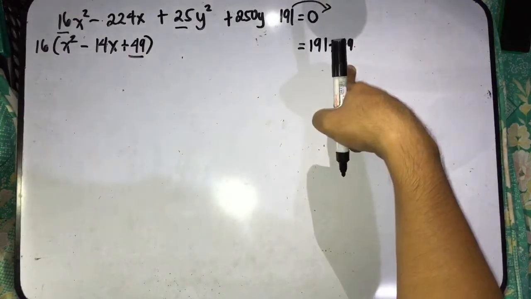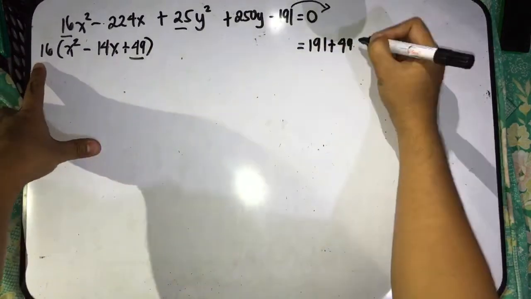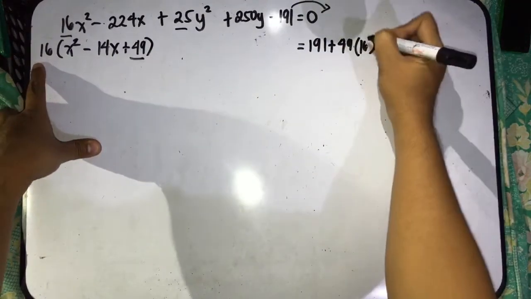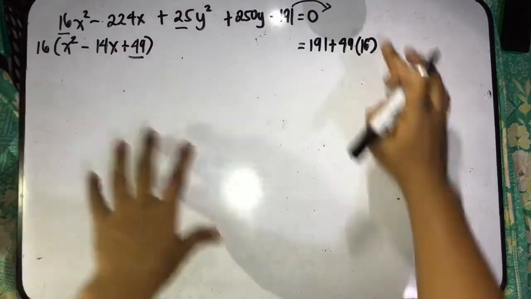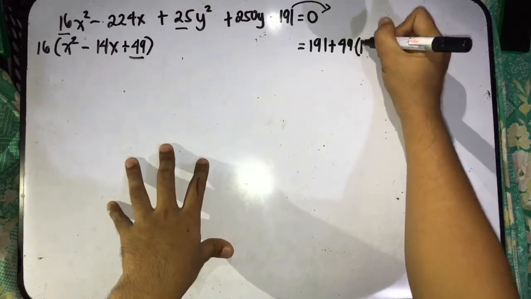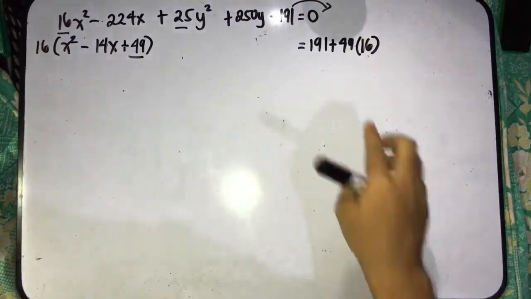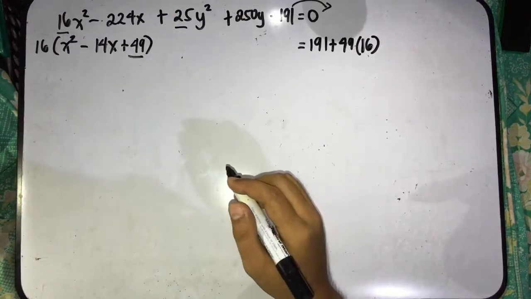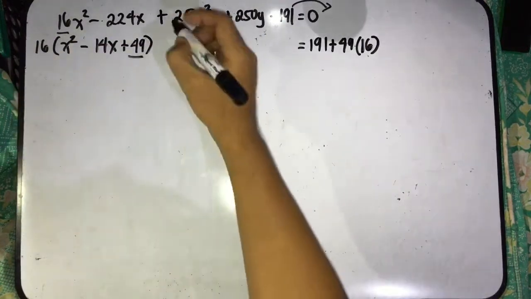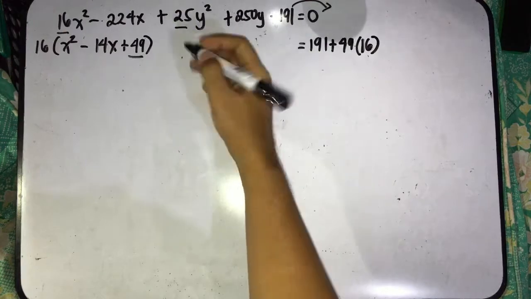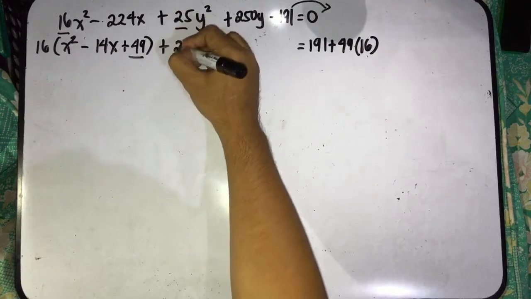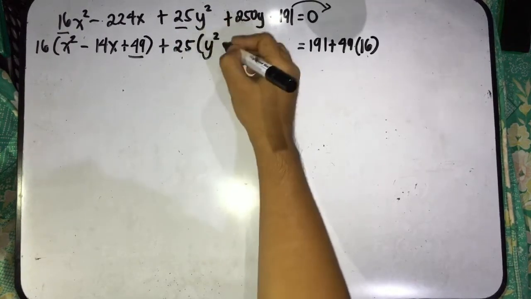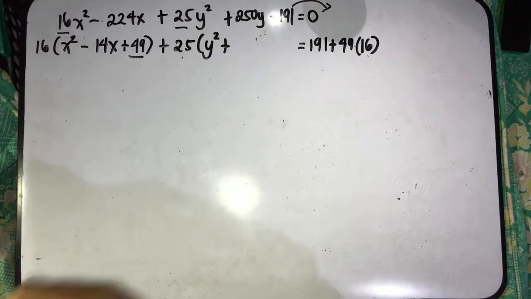So, 49 lang ba? No. Minultiply natin siya kay 16. Therefore, this should be 49 times 16. So, punta naman tayo ngayon sa y squared. So, that is only for the x squared. So, y squared, ano yung common? That is 25. So, plus 25 times the quantity, y squared, plus 250 divided by 25. 250 divided by 25 would be 10.